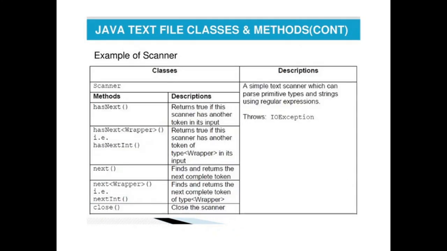Okay, so let us see what are the various functions and how they are used in the scanner class. Like hasNext will return true if the scanner has another token in its input, and hasNextInt will wait for another input by the user, and that input has to be an integer. Okay, so whenever we are asking the user to enter some integer, we will use the method hasNextInt. Okay, and we can also close this using the close method.